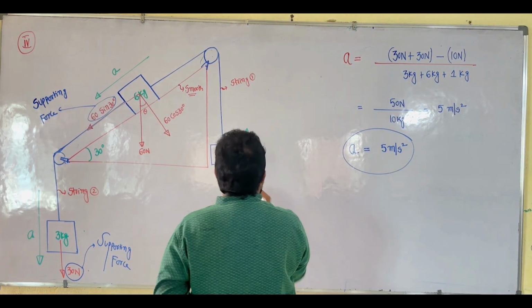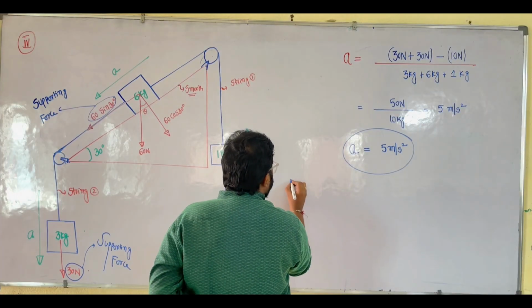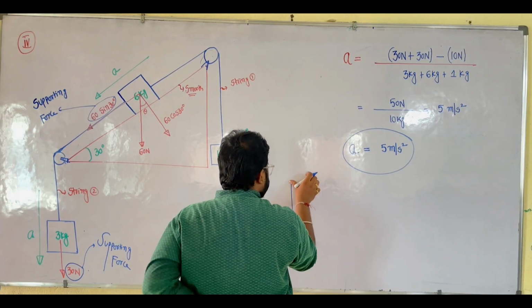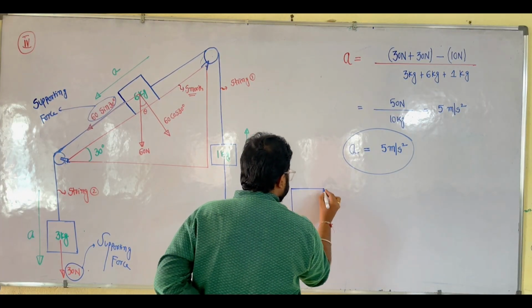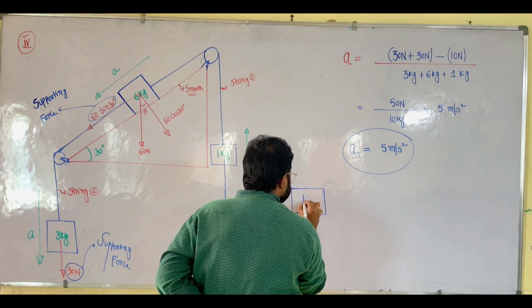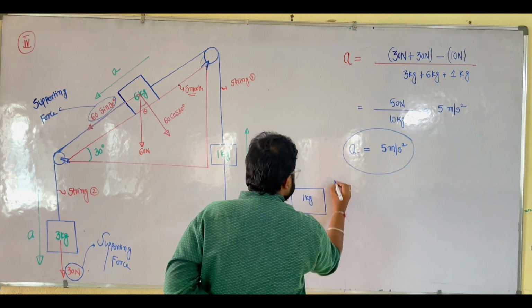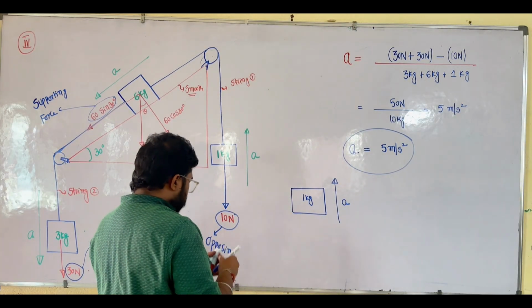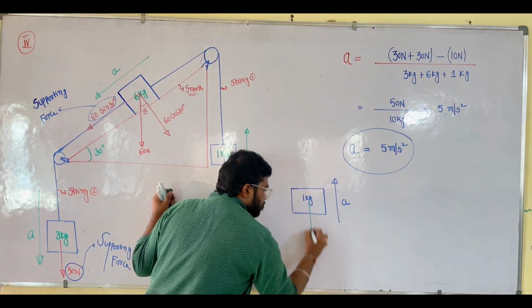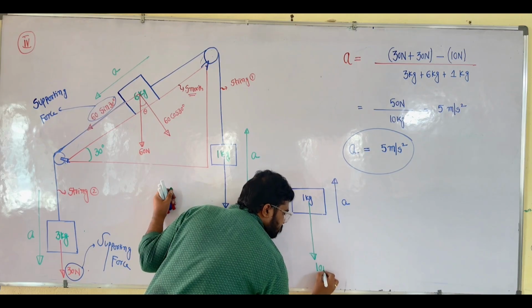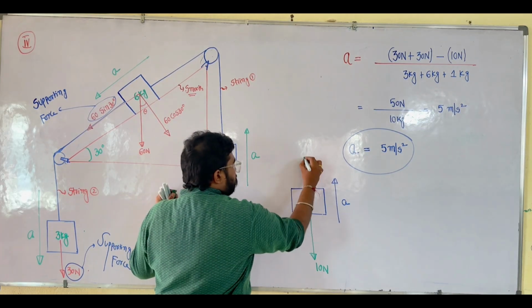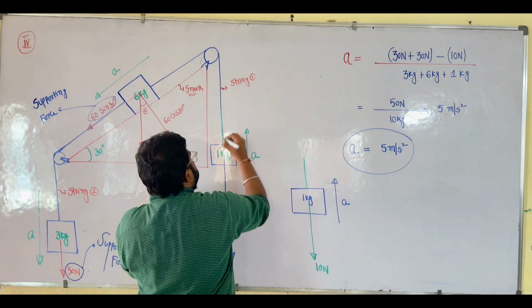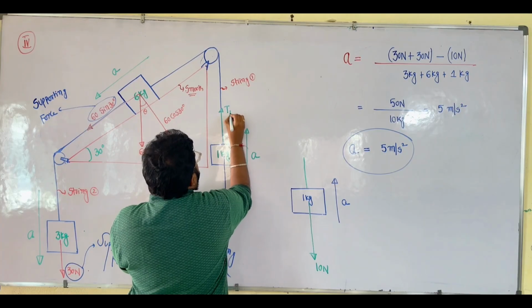What is the free body diagram for 1 kg mass? Free body diagram for 1 kg mass. Acceleration is upward. So then the weight of the mass acts downward, how much? This is 10 Newton. Upward is how much? What is the tension? Tension always pulls the body.